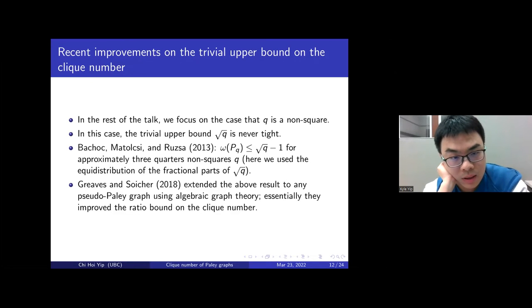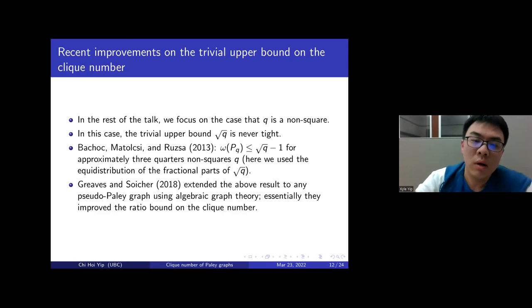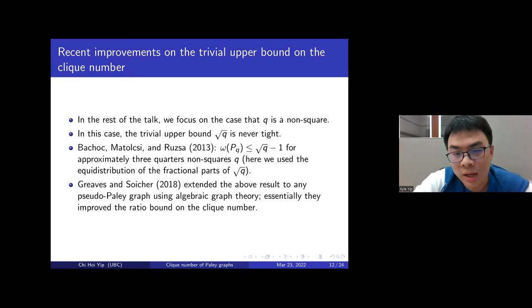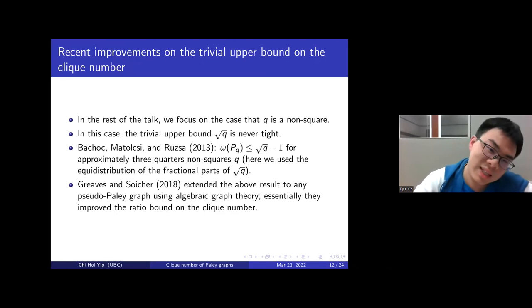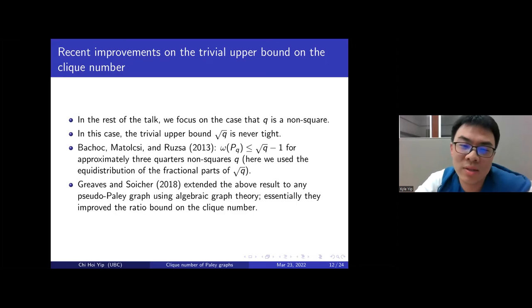And as far as I know, all improvements so far use the fact that square root q is not an integer. You may think that this is a trivial statement, that because q is a non-square, then square root q is not an integer. But this fact is actually crucial in all of the proofs I have seen so far.